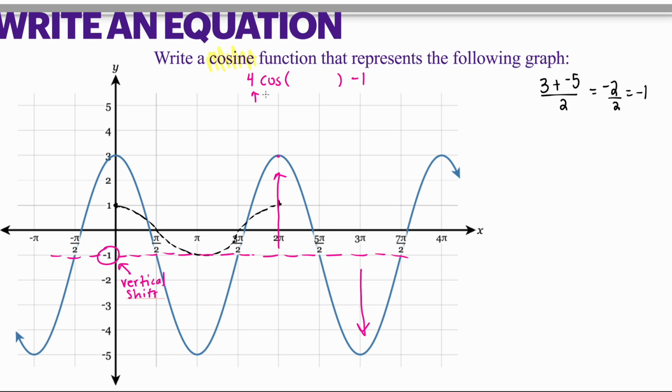And then we want to look at the period. It starts at the top, it goes down and back up at the top every 2 pi, and so actually the period is normal, so therefore that is going to be our answer. 4 cosine of x and then a -1. The period is 2 pi, and there is no shift because it starts at the top where it's supposed to, goes down and back up every 2 pi.